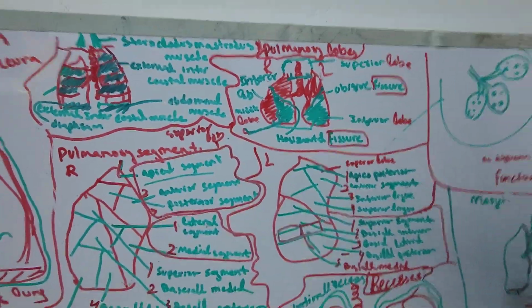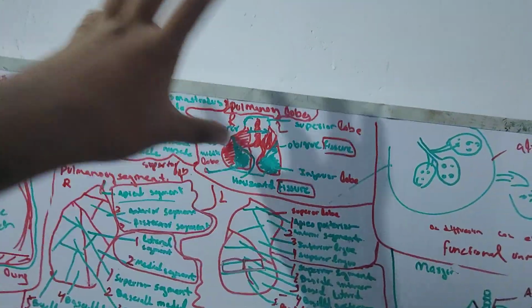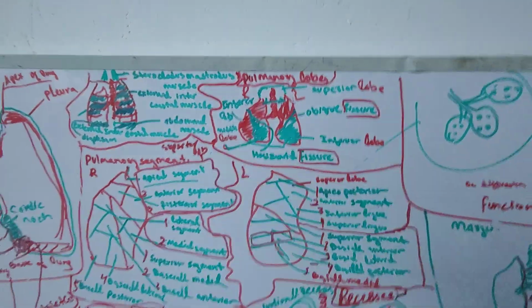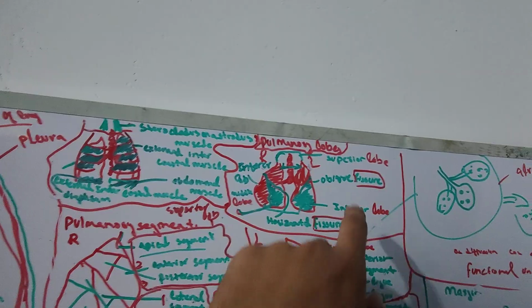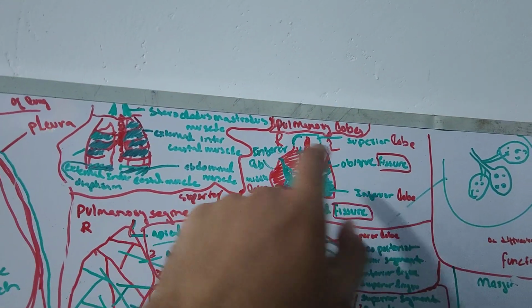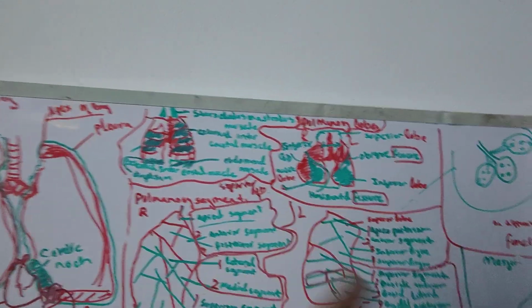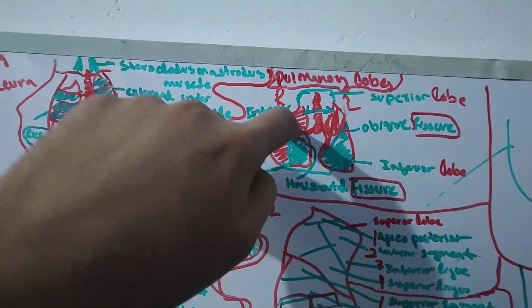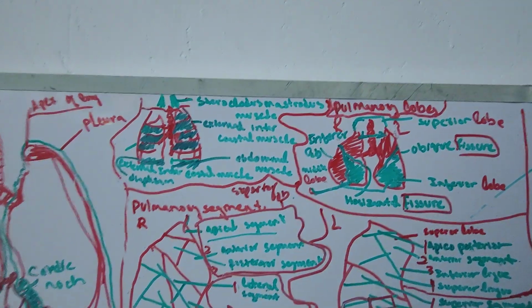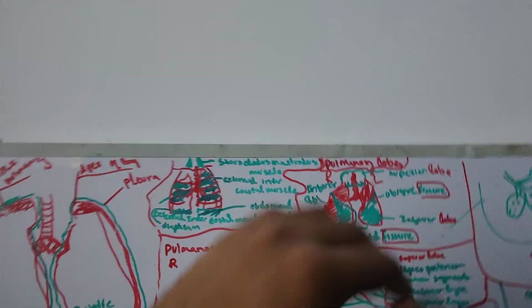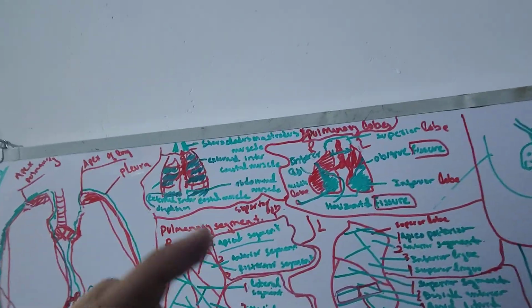First, we see the lines which separate the lobes. We have the oblique fissure. It's present on both the left and right lung. Then we have the horizontal fissure, this line which is only present on the right lung. So they separate the right lung into three lobes and the left lung into two lobes.